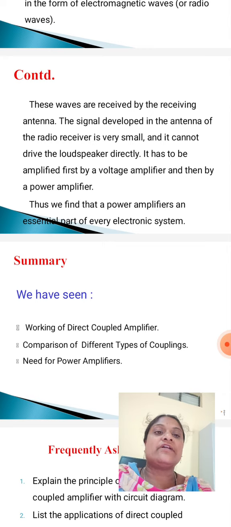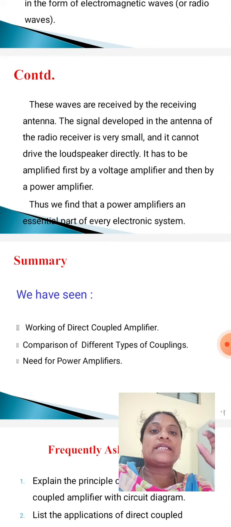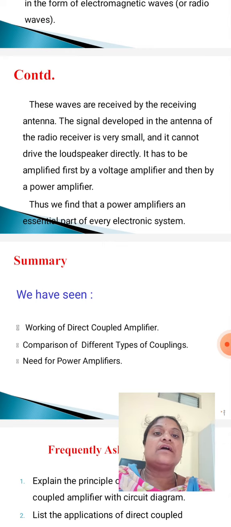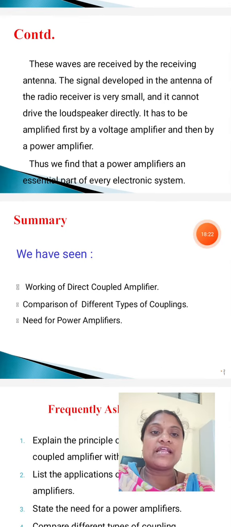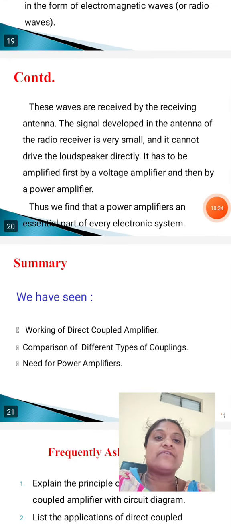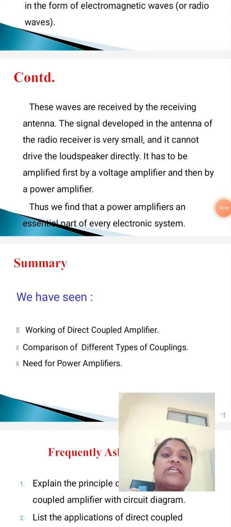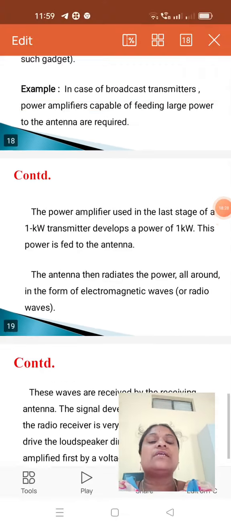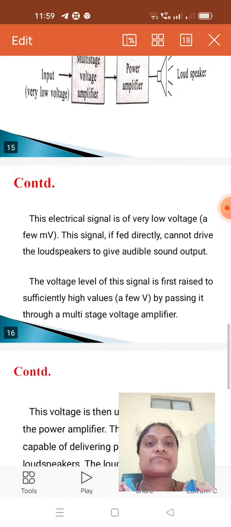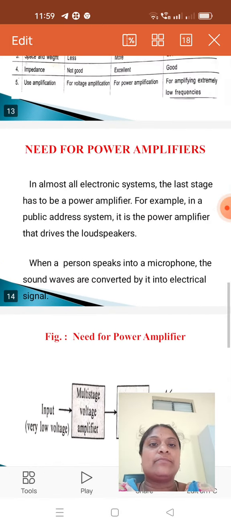The signal developed in the antenna of a radio receiver is very small and it cannot drive the loudspeaker directly. It has to be amplified first by a voltage amplifier and then by a power amplifier. Thus, we find that a power amplifier is an essential part of every electronic system. So this is the need for power amplifiers.